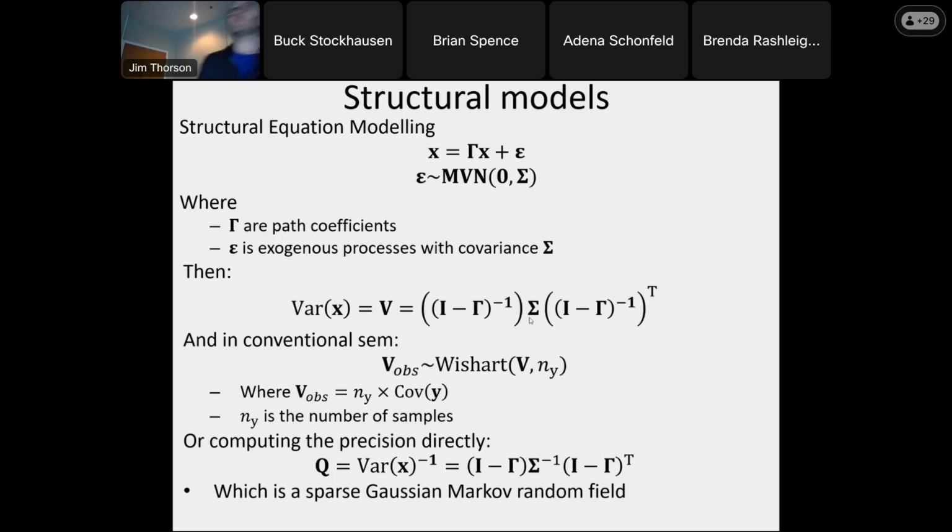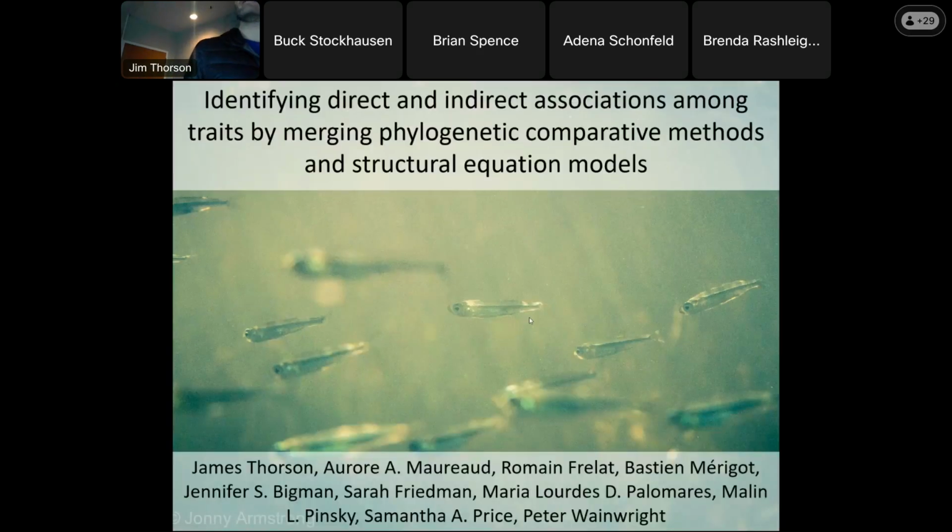So the other reason that SEM is helpful is the precision matrix, the inverse of the covariance, which is conventionally called Q, is often sparse. So if the exogenous covariance is independent, you don't have to do any matrix inversion, and the path coefficients are often sparse. And so if you get these really large dimensional models, which we'll get into, you can do all of the computation really efficiently. So that's a math stats reason that this is convenient.